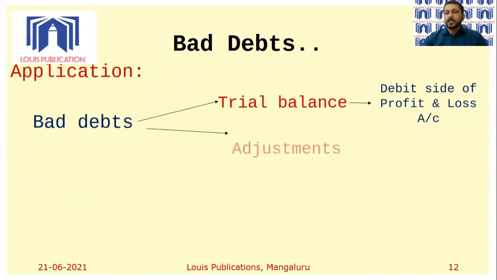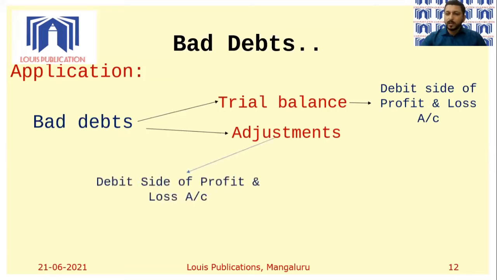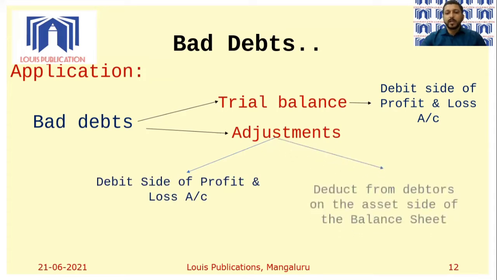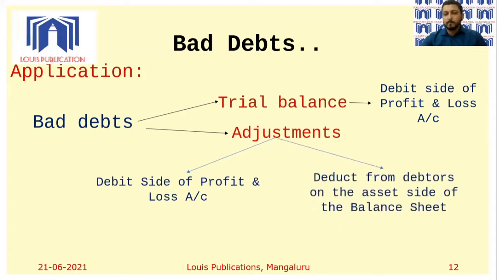Now, if it is given as an adjustment, we know two effects, fulfilling the double entry principle. One effect would be you are going to record it on the debit side of the profit and loss account. And the second thing is you are going to deduct it from debtors on the asset side of the balance sheet. So this is about the treatment of bad debts, if given in the trial balance or if given as an adjustment.